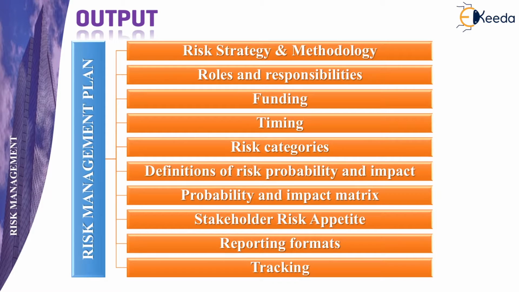Thus, as the output, the risk management plan includes the following contents: strategy and methodology, roles and responsibilities for each of the risks, funding, timing, the risk categories, definitions of risk probability and impact for the project, the probability and impact matrix, stakeholders' risk appetite, reporting formats, and tracking of the risk.